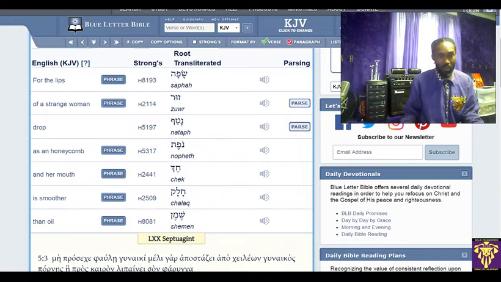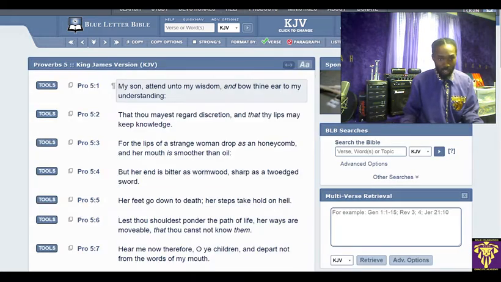A strange woman would be a harlot or a whore, tramp, prostitute, or bitch. That's what a strange woman would be labeled, compared to a virtuous, upright woman. But this woman in general is an Israelite woman, guys. So Proverbs 5 and 3 talks about that strange woman. Okay? And that's an Israelite woman not keeping the laws.